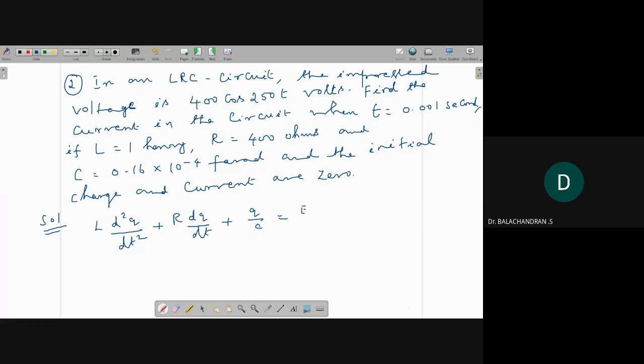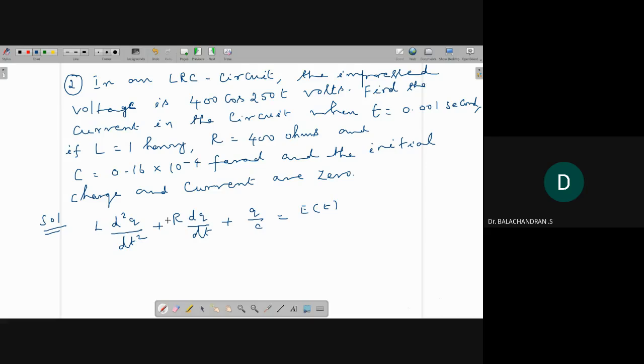So it is given here in the LRC circuit. The impressed voltage is given, and R is given, and L is also given, and C is given. And the initial charge and the current are given.